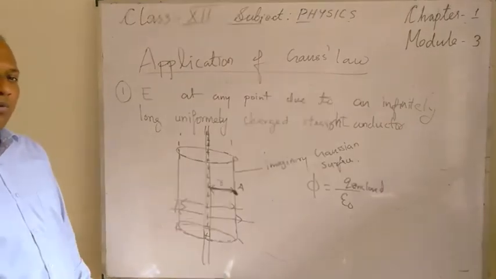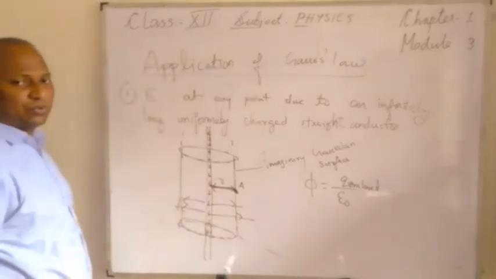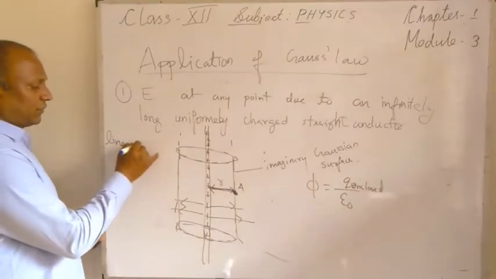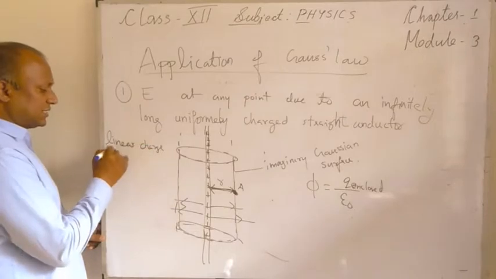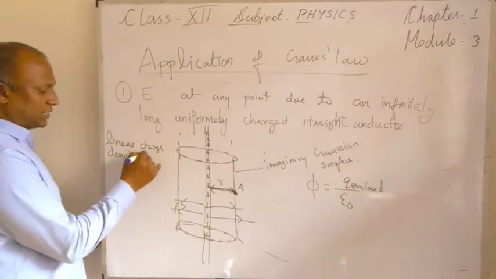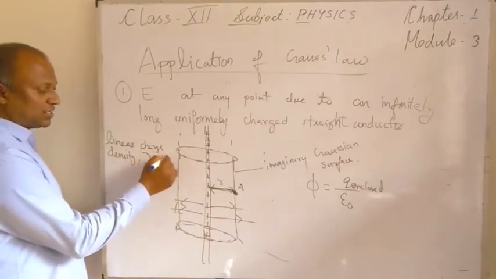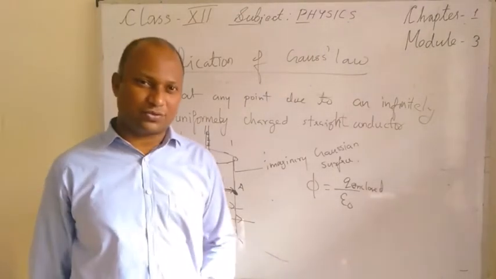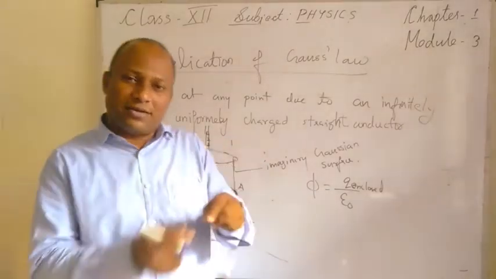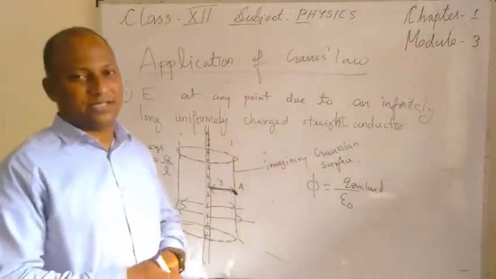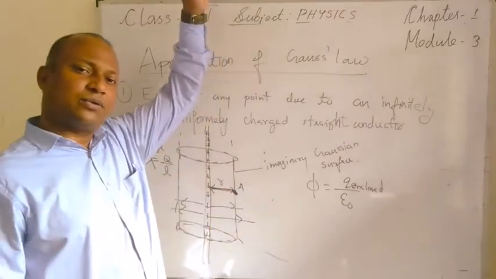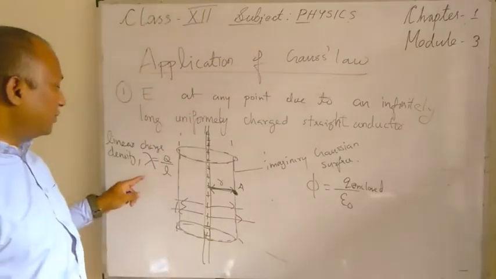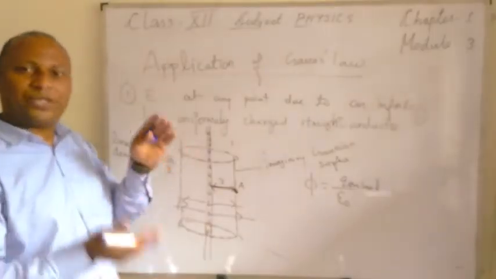In order to find the Q enclosed, there are infinitely many charges, so we go for a concept called linear charge density. Linear charge density, symbolized by lambda, is equal to the total charge divided by length, so charge per unit length. So how much charge is present on 1 centimeter or 1 meter of length. Since it is infinitely long, calculating the whole charge is impossible. So that is why we are counting the charge of a unit length.